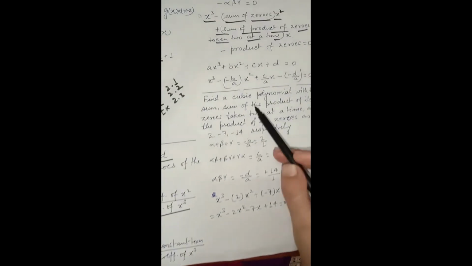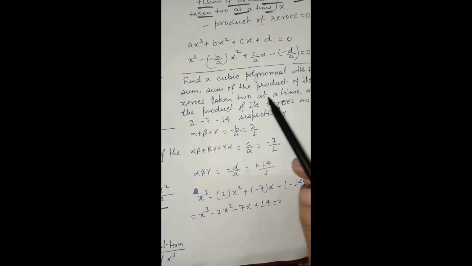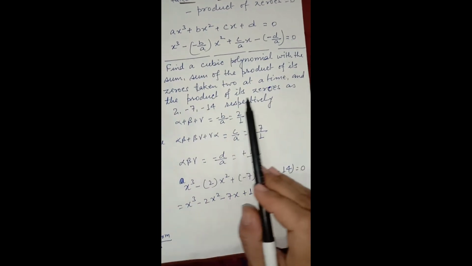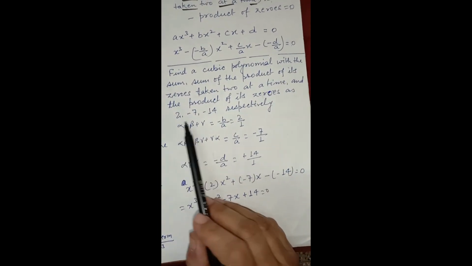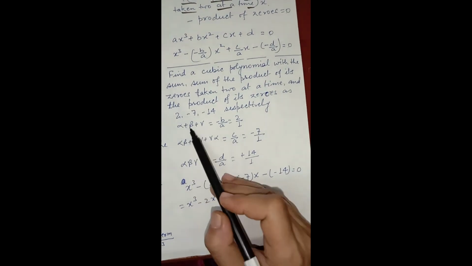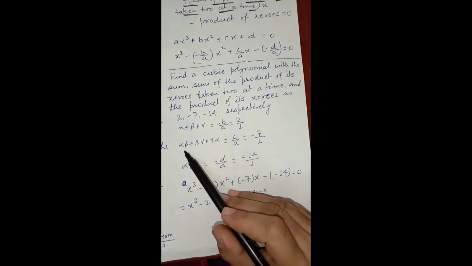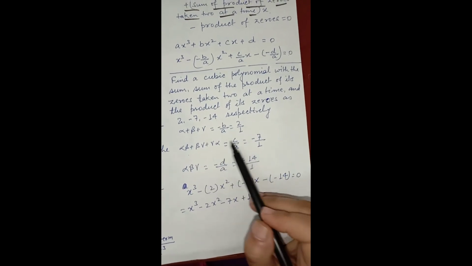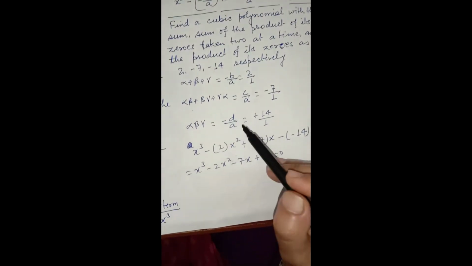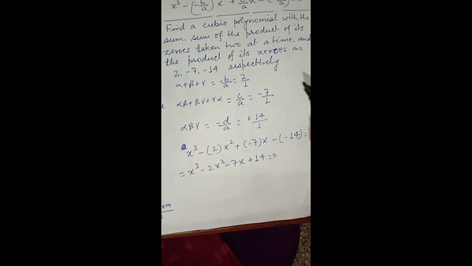Here find a cubic polynomial with the sum of its zeros, the sum of the product of its zeros taken two at a time and the product of zeros as 2, minus 7, minus 14 respectively. So what is 2 here? Alpha plus beta plus gamma is 2. Alpha beta plus beta gamma plus gamma alpha is minus 7. And alpha beta into gamma equals minus d upon a, that is minus 14.